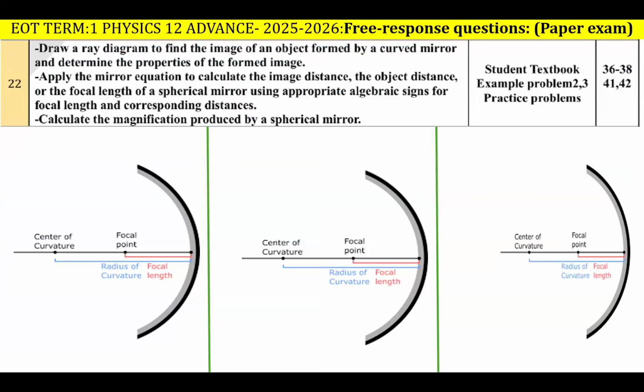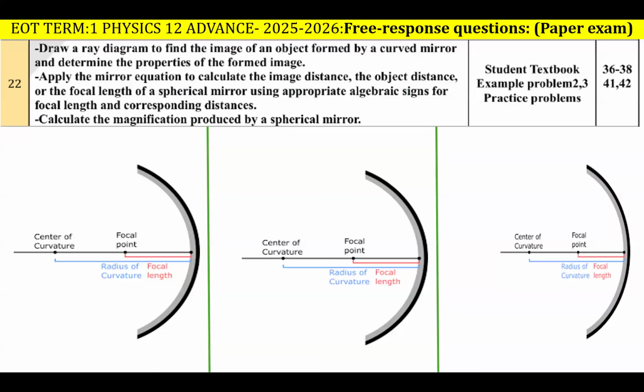Now, question number 2. This one is about drawing a ray diagram for a curved mirror and determining the properties of the image. So let's first discuss what rays can be used for drawing a ray diagram in the case of a concave mirror or a convex mirror.